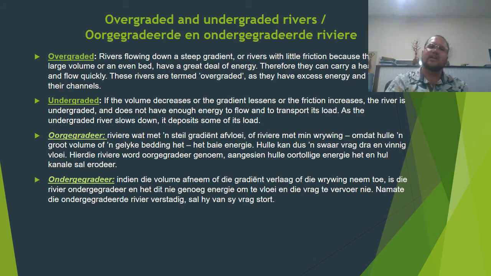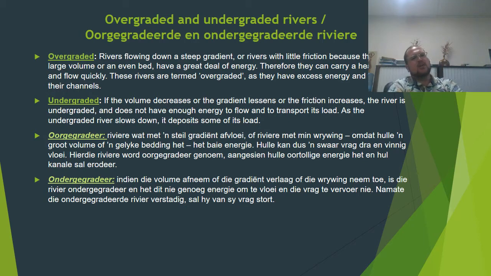An overgraded river is a river flowing down a steep gradient, or a river with little friction because it has a large volume or an even bed. They have a great deal of energy, therefore they can carry a heavy load and flow quickly. These rivers are termed overgraded as they have excess energy.